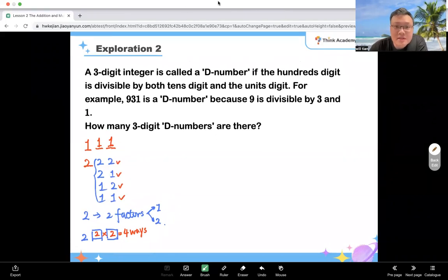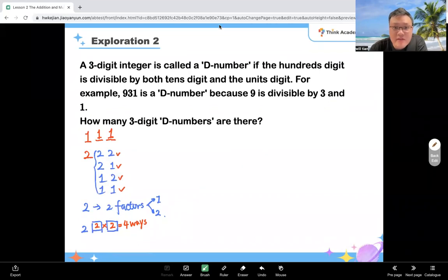Okay, guys, does it make sense? Can you give me a 1 if you understand this method using this multiplication way? Okay, good. And now let's move on to 3.